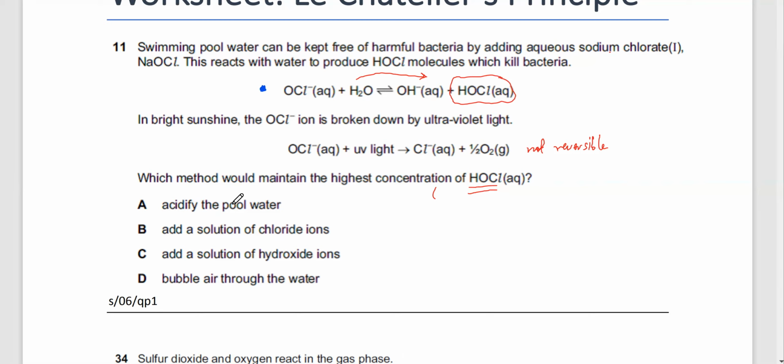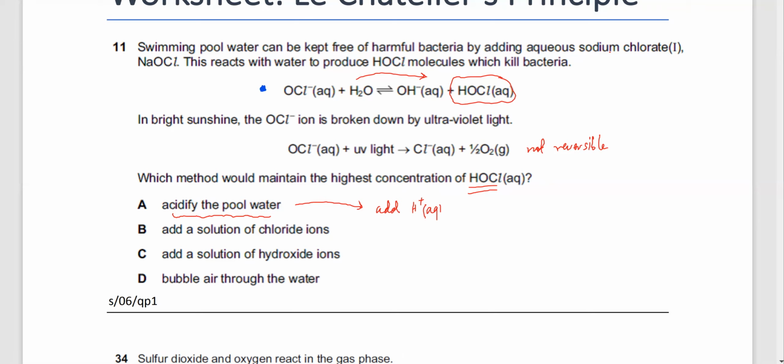Now, the first one, acidify the pool. So, what does that mean, acidify the pool? Acidifying the pool means that you add H+ ions. I mean, that's what an acid does. You get H+ ions in the solution.